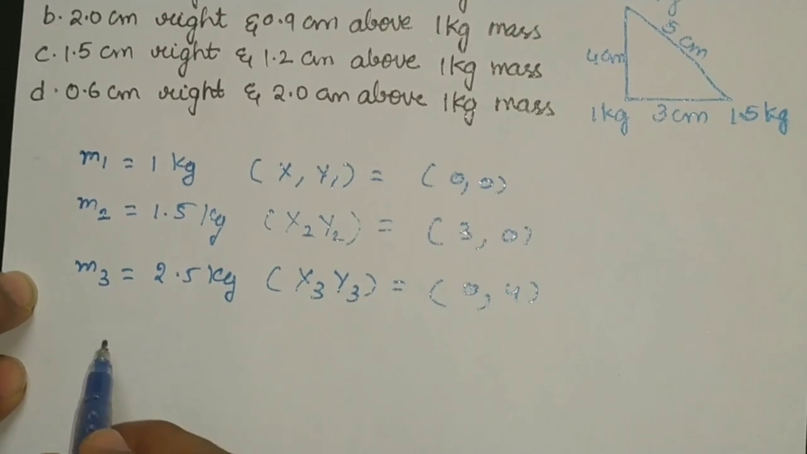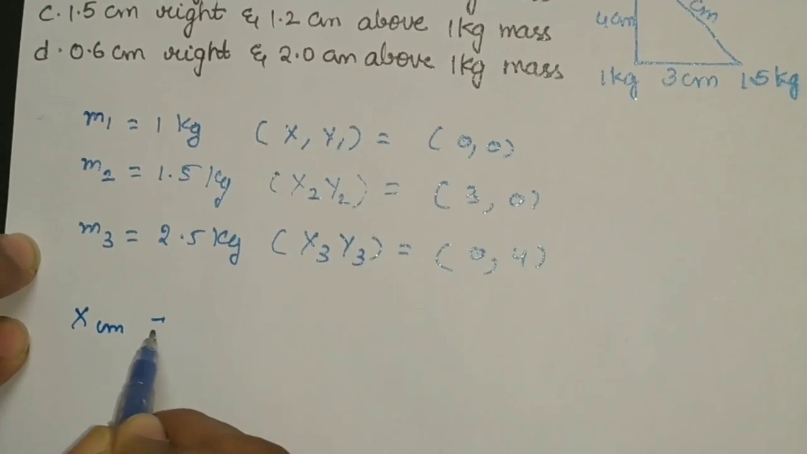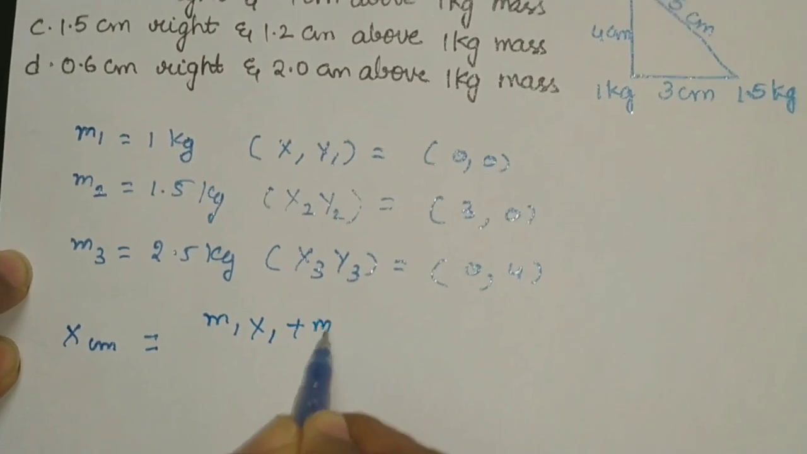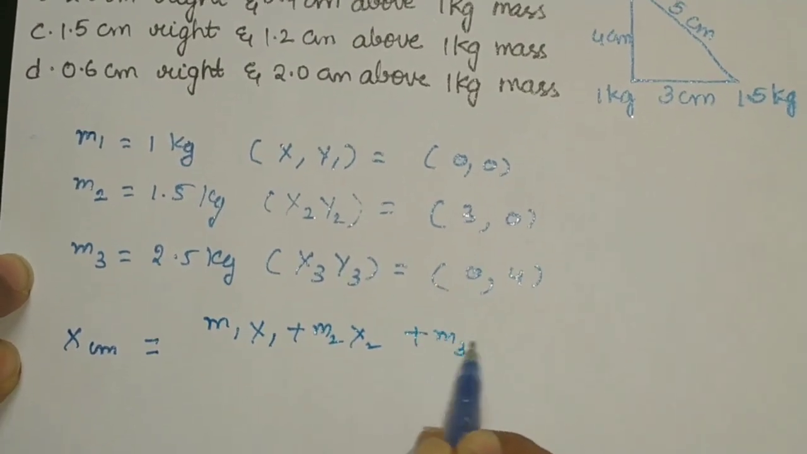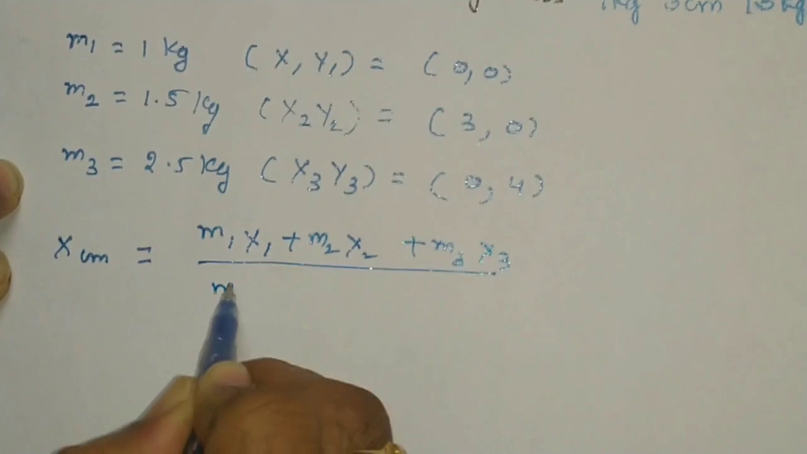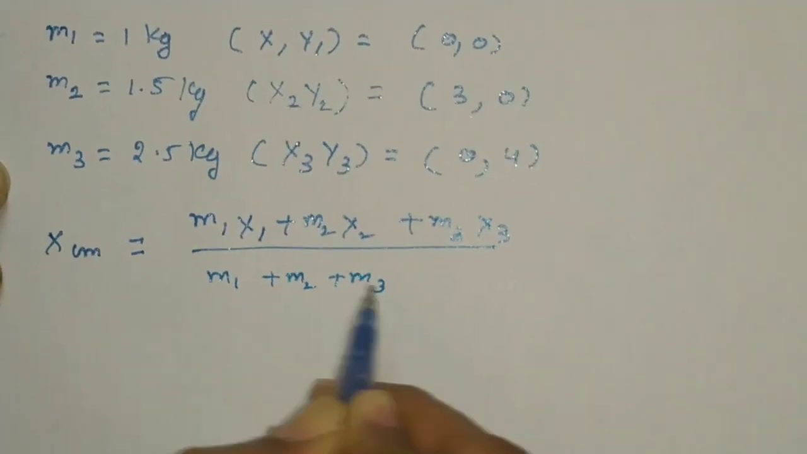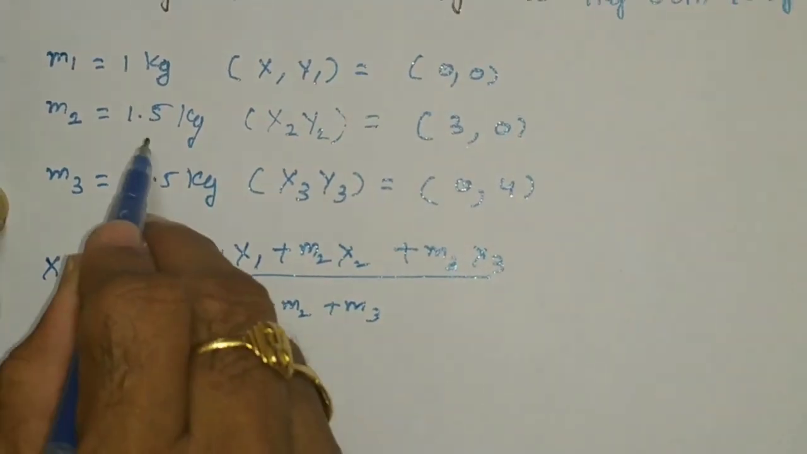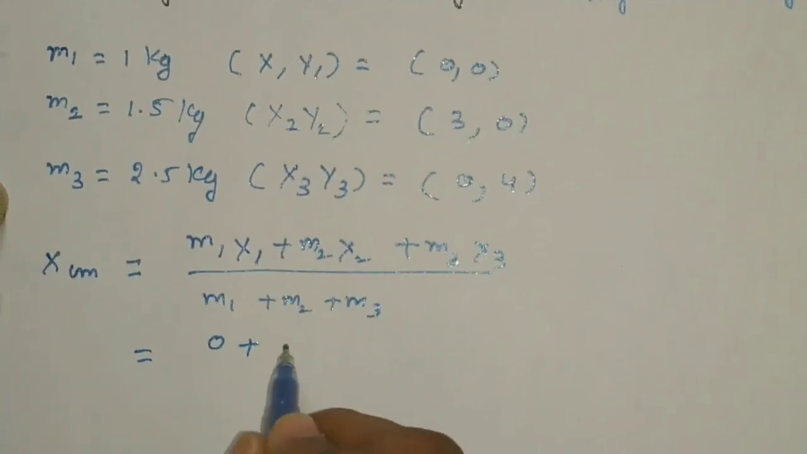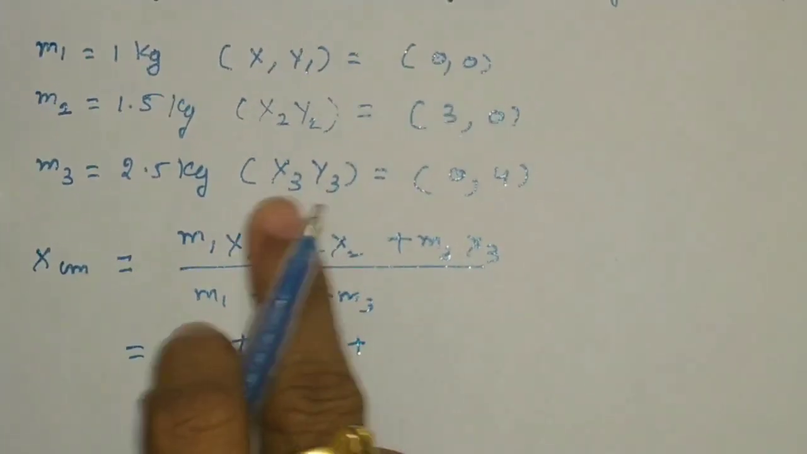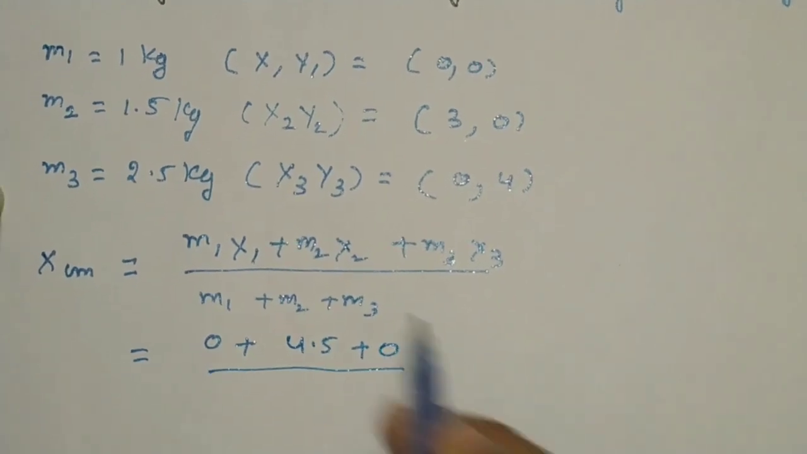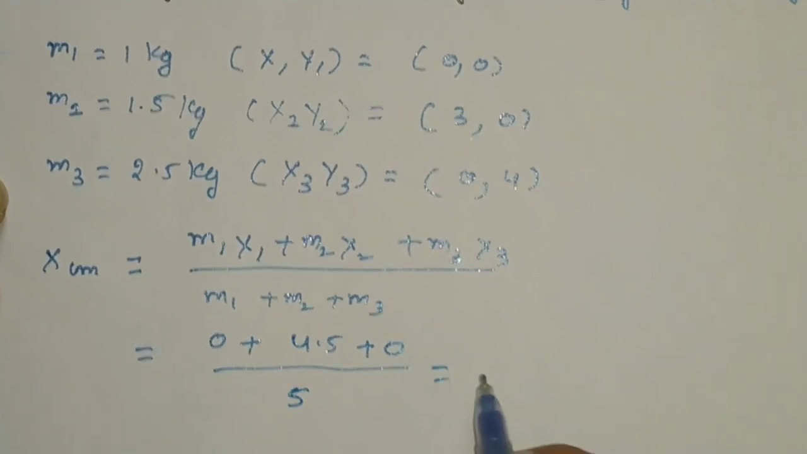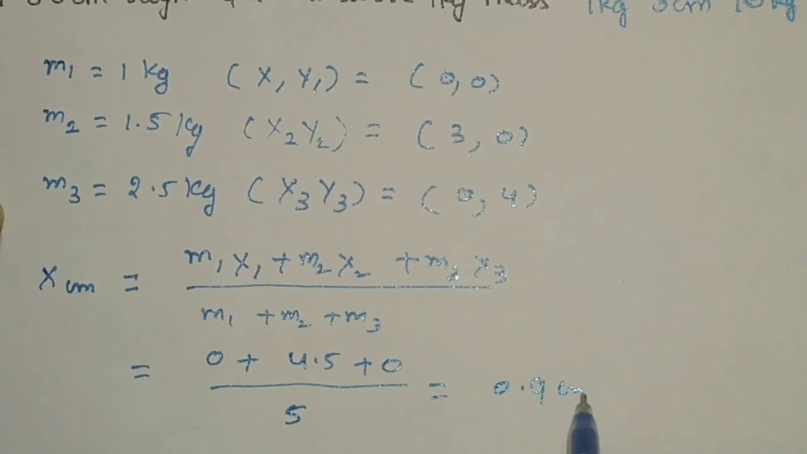Then the x coordinate and y coordinate of the center of mass have formulas. The x coordinate of the center of mass, xcm, is equal to m1 x1 plus m2 x2 plus m3 x3 divided by m1 plus m2 plus m3. Substituting the respective values: m1 x1 is 0, plus m2 x2 is 1.5 into 3, that is 4.5, plus m3 x3 is 0, divided by the sum of the masses, 1 plus 1.5 plus 2.5, that is 5. So 4.5 by 5 is 0.9 centimeters.